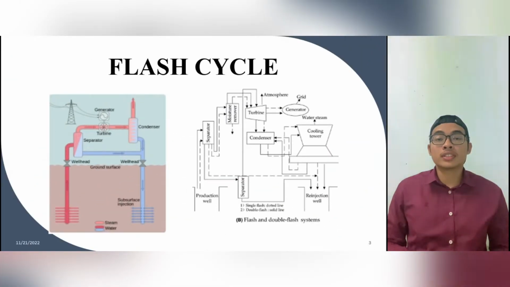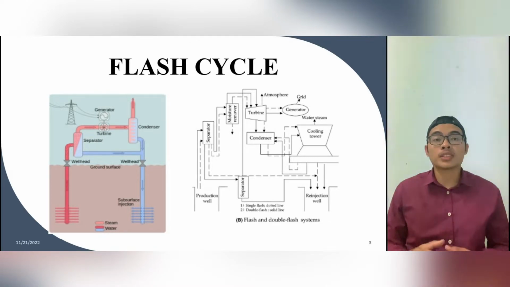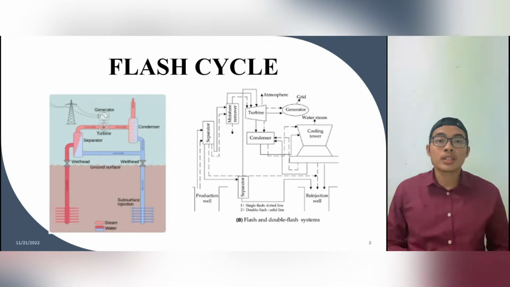The next technology is flash steam. This is the most common type of geothermal plant, due to the lack of naturally occurring high quality steam. When using this technique, the water must be hotter than 180 degrees and flow through at its own pressure. This temperature is lower than dry steam plants.